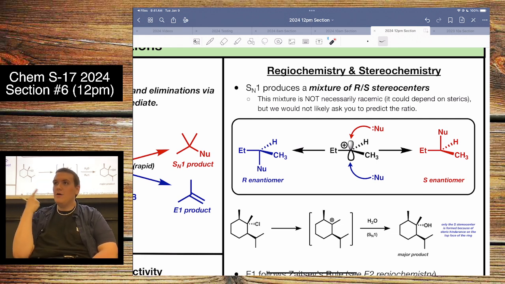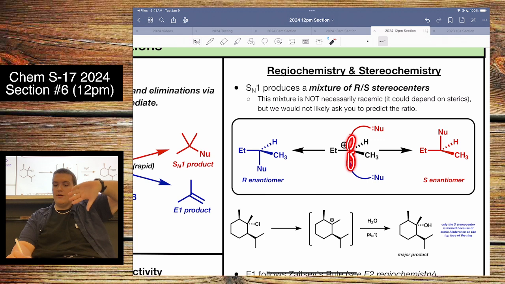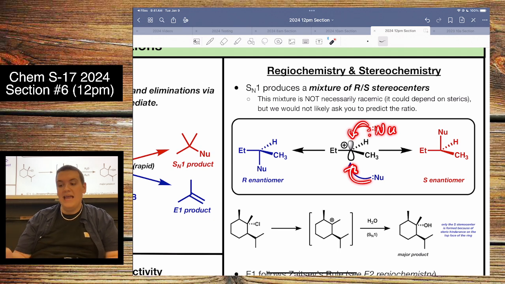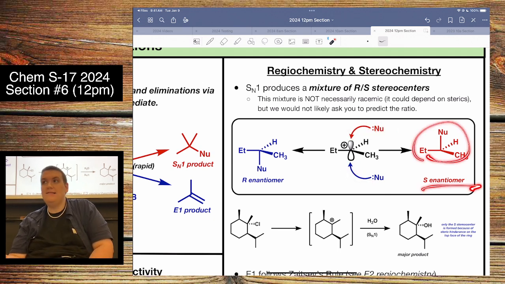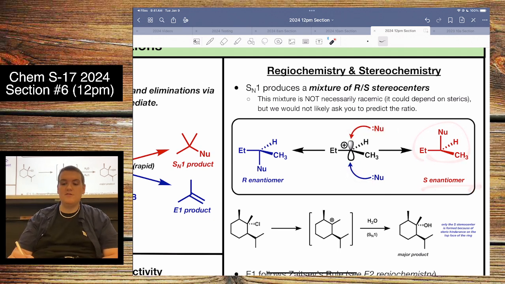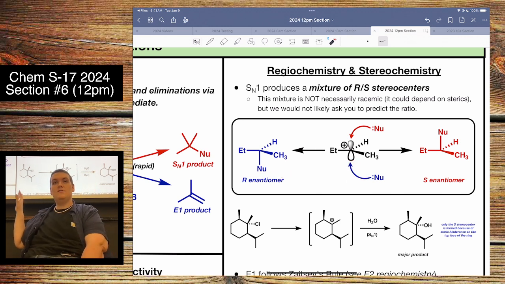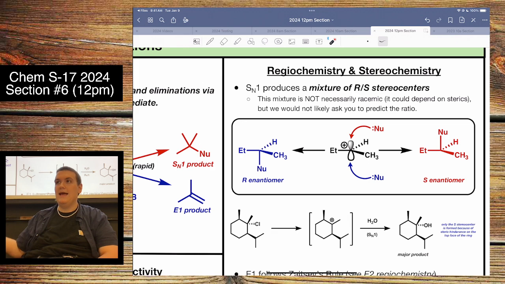But for SN1, we're doing a different mechanism here. We have this carbocation that has an empty p orbital. This p orbital has a lobe above the plane of the other atoms and below, and our nucleophile could either attack from the top or the bottom. If it attacks from the top, that could make the S enantiomer of the molecule. If it attacks from the bottom, it could make the R enantiomer. And so the big thing for SN1 is you're going to get a mix of R and S for your addition, whereas with SN2, you're only going to get one product.